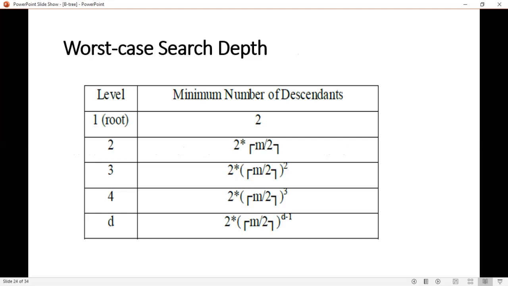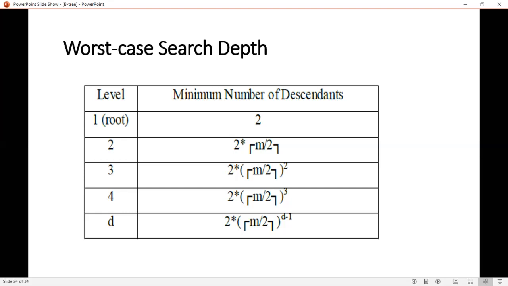Next is the worst case search depth. Worst case is the maximum number of disk accesses required to locate a key in a tree. All keys appear in leaf nodes, so finding the depth is like finding the worst case. From the table, for a B tree of order M, the minimum number of descendants from the root page is 2. So the second level contains only 2 pages.